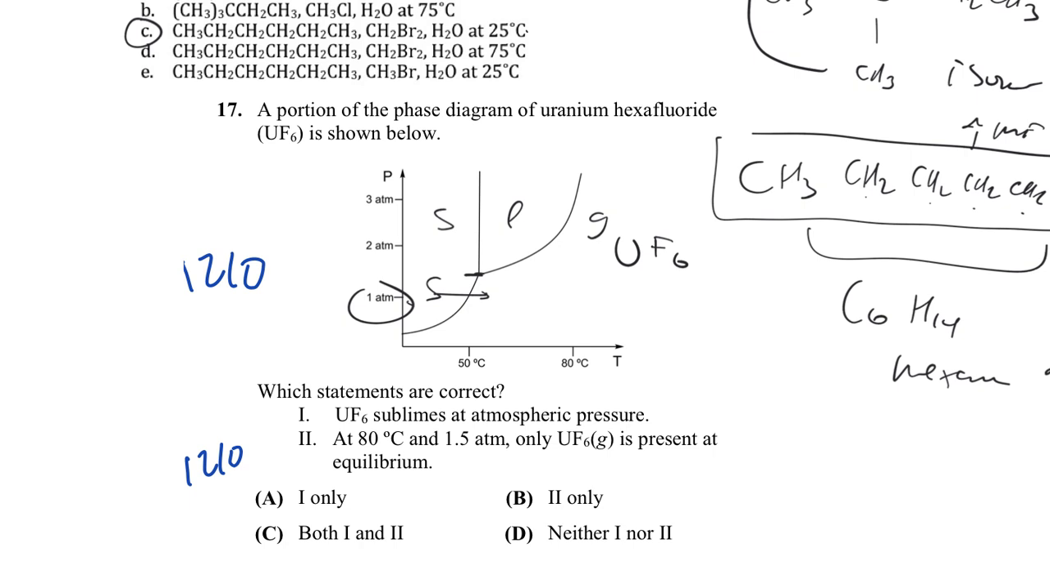Okay, so which statement is true? UF6 sublimes at atmospheric pressure. So at atmospheric pressure, UF6 can indeed sublime. It would sublime at a temperature of about 50 degrees. At 80 degrees C and 1.5 ATM, you can go to 80 degrees here, and then 1.5 ATM right in the middle. It'd be right about here. Only the gas is present at equilibrium. That seems true too. So we have only the gas present, and both statements are true here.